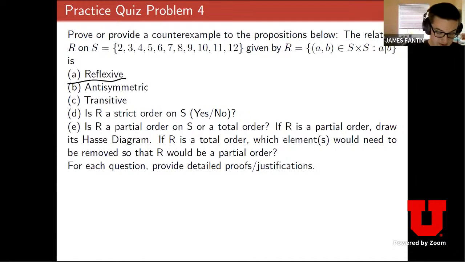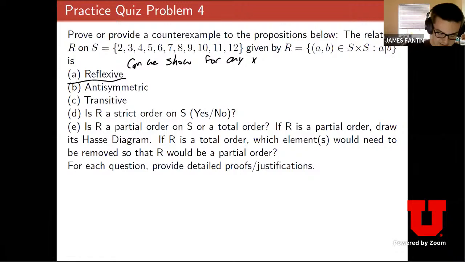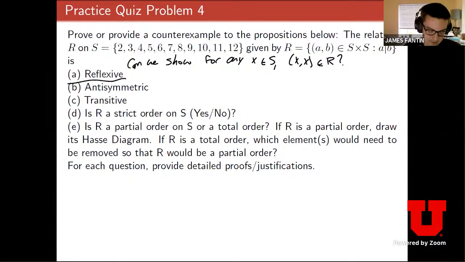To show that this is or is not reflexive, we need to think about whether we can show, for any x in S, that (x, x) is in R. Let's think about this first, because this problem doesn't tell us whether we need to prove it or provide a counterexample. So we need to figure out if we believe this is true or not true first, and then we can prove it. Does anyone have any ideas for part A, whether we think this is reflexive?